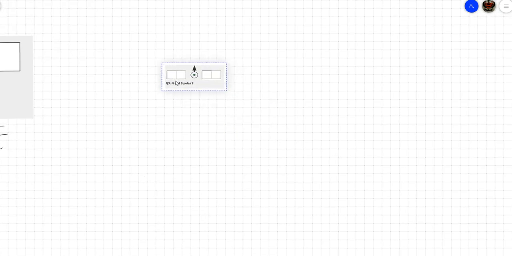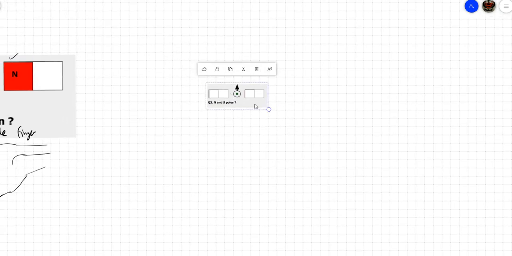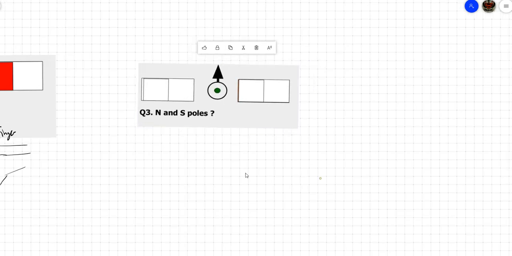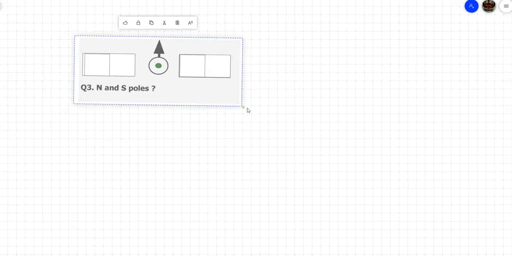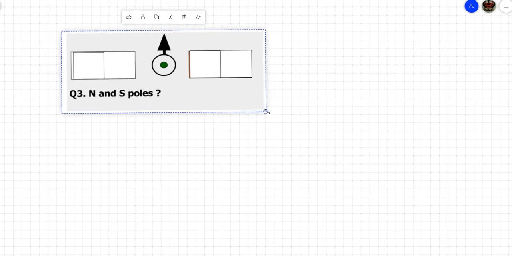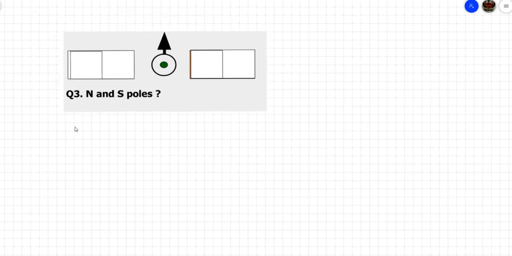Now this time, we're looking for north and south. We know that the current is going out, and we know the arrow is going up. Now we need to work out north and south. So we're going to start with the thumb. The thumb is going up.